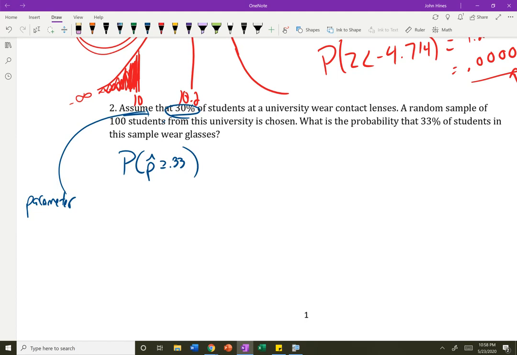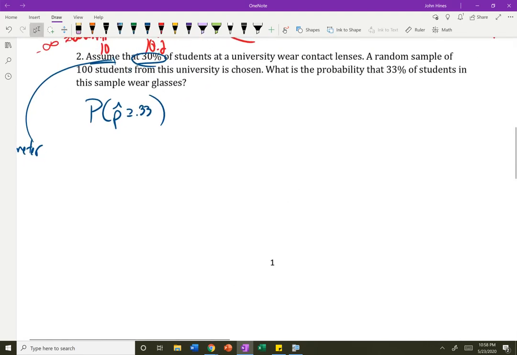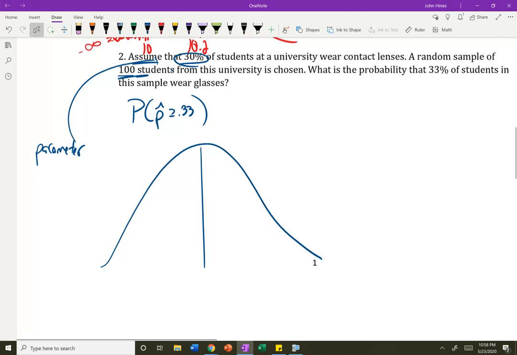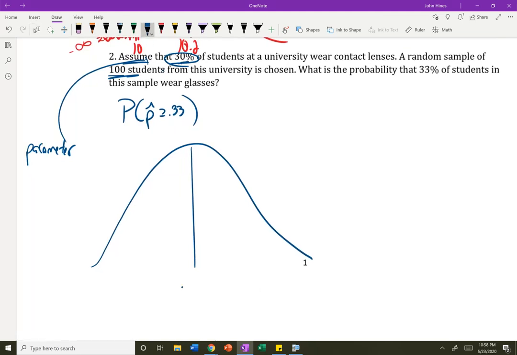Now, why do we do greater than 0.33? Well, because if you're at 34%, you've met the 33% wearing glasses. So that's why we do 33 or greater. So this is a sampling distribution. From my university, I'm sampling 100 students, so the central limit theorem tells us it's going to be approximately normal. What did we assume the center was? We assumed our parameter was 30%. And I want to know the probability I get 0.33 or higher. So this is what I'm shading here.